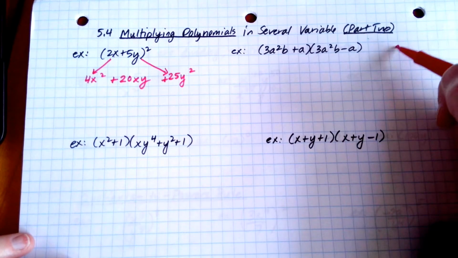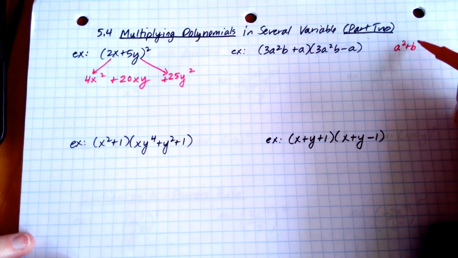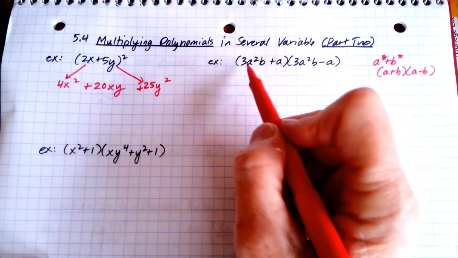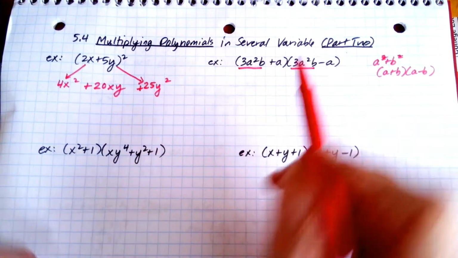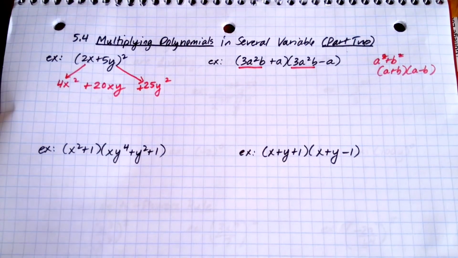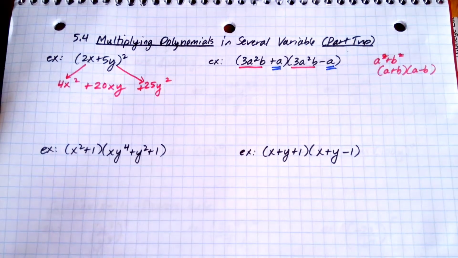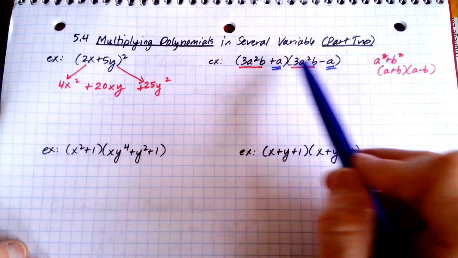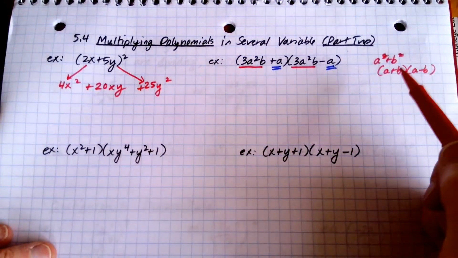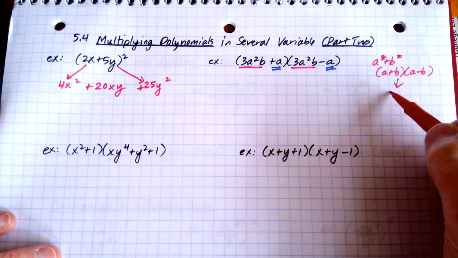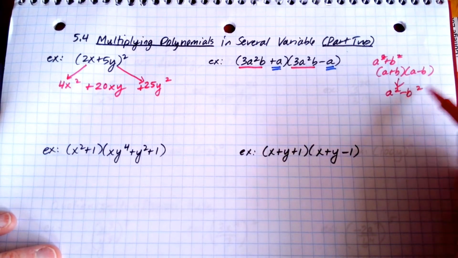This is in the form of (a + b) times (a - b). So you have the same two terms. You have 3a squared b and 3a squared b, which are exactly the same. And then you have the a here and the minus a here. So you have the same first terms, same last terms, one positive and one negative. And if that's the case, it multiplies out to be a squared minus b squared.